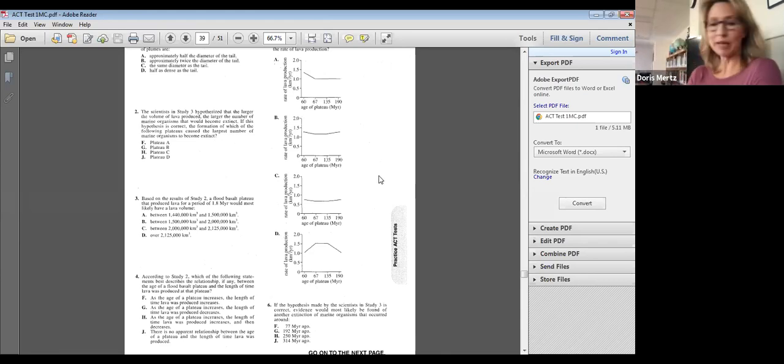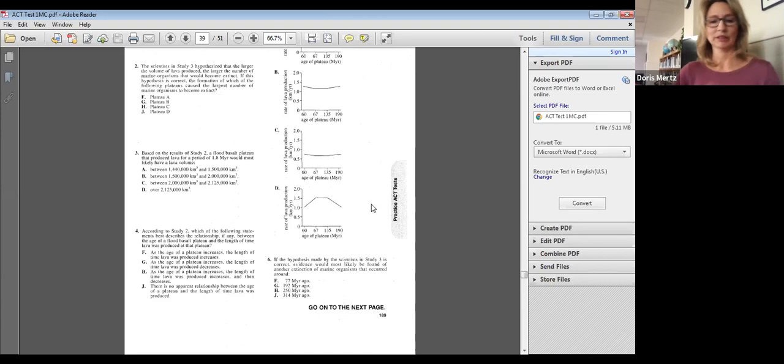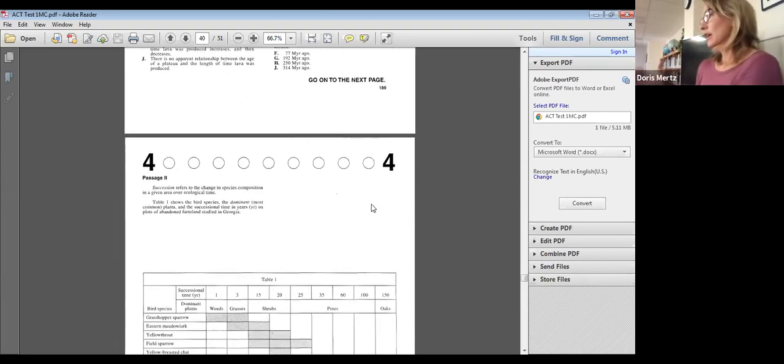If the hypothesis made by the scientist in study 3 is correct, evidence would most likely be found of another extinction of marine organisms that occurred around... G, right. Because if you look, the guy in study 3 hypothesized that, or he talked about how they went extinct around 58 million years, which is right before 60, around 66, which is not long before 67, and around 133. So yeah, you'd expect the other one to be somewhere around the 192 mark. All right, good job.